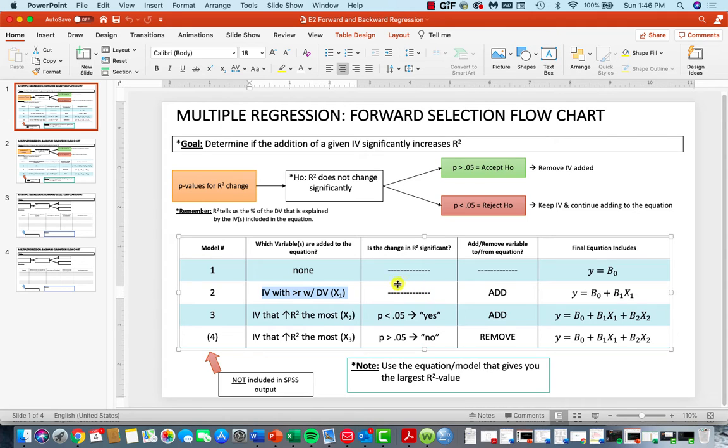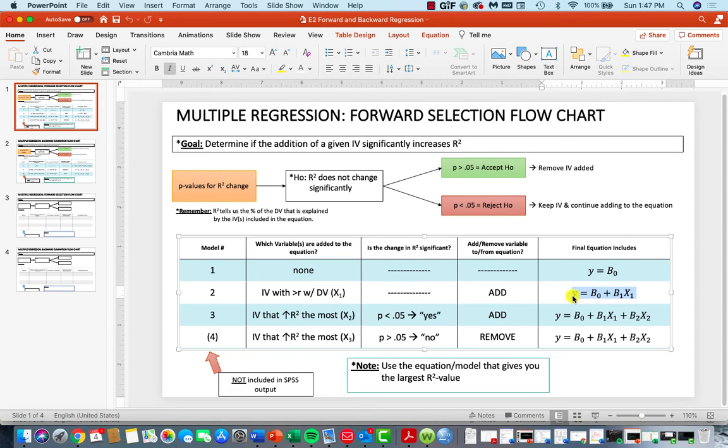Okay, so when we add the first r squared, obviously it's going to be significant because we're going from nothing to whatever the r squared is for x1. So we're automatically going to accept this first model. Obviously it's going to be a significant addition from 0, so we're going to add it in. And then we end up building onto our equation, right?